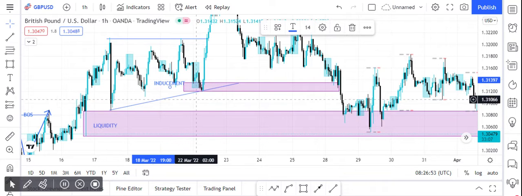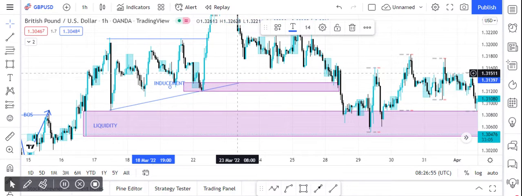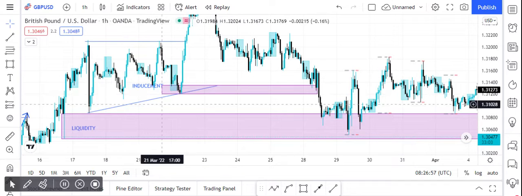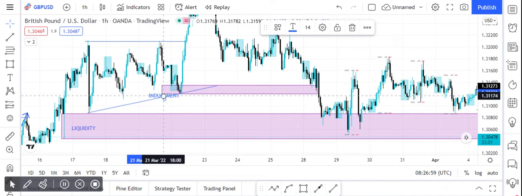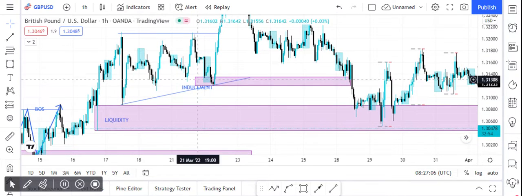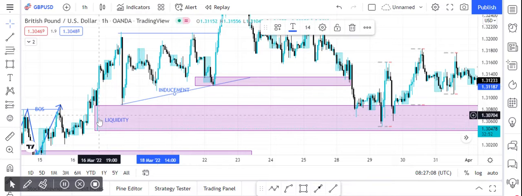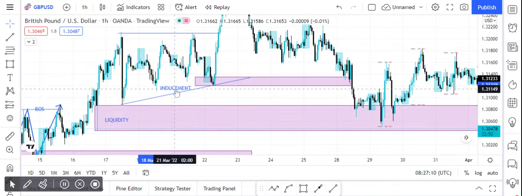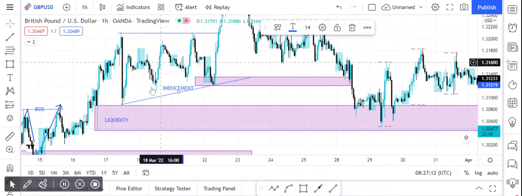There are so many people who are buying from this area here and they were taken out. They were taken out because they didn't understand that this was inducement. That's how we used to trade before, and almost every area could fail until I came to understand about this candle here and about inducement, because this is a confirmation. This is a confirmation for me.